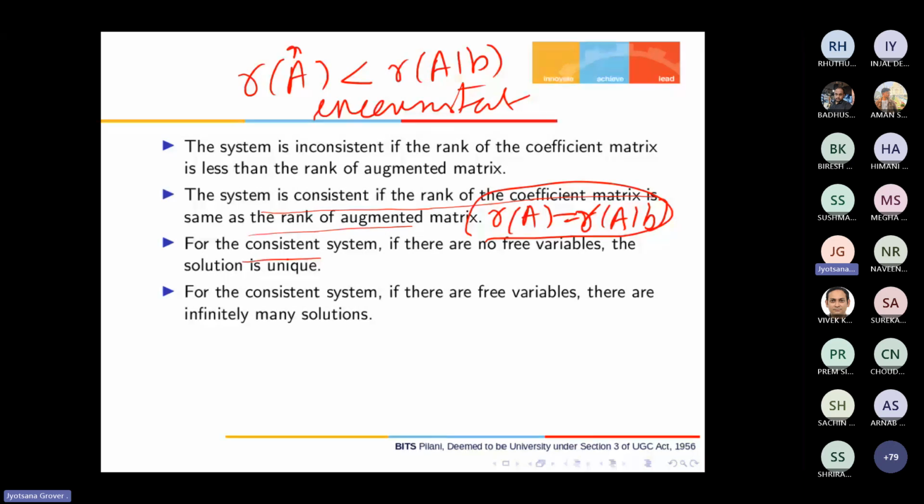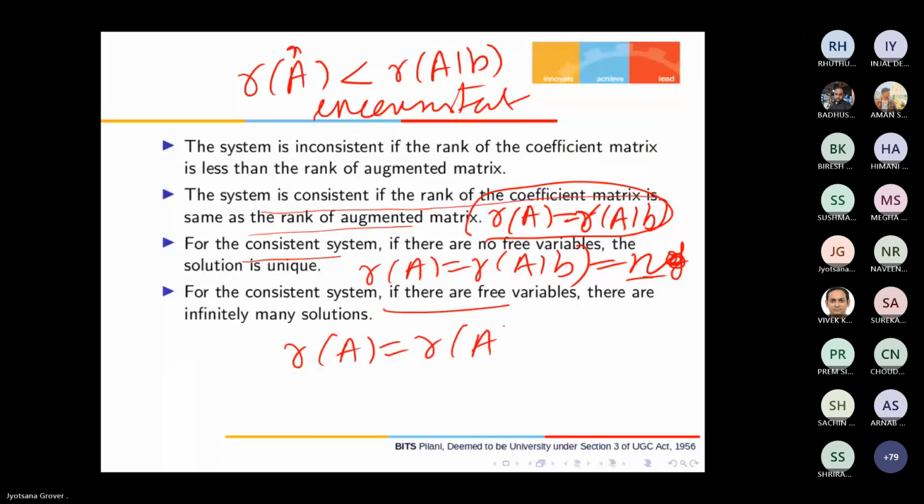Now, a consistent system with no free variables means the rank is equal to n, where n is the number of variables, and the solution is unique. For a consistent system with free variables, you'll have infinite solutions. No solution is when the rank of A is less than the rank of the augmented matrix. You can just note this down in your notebook.